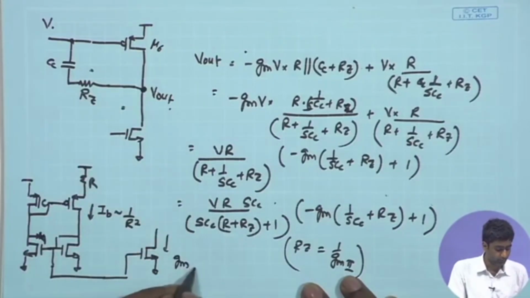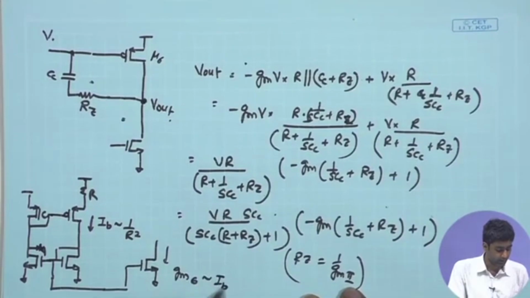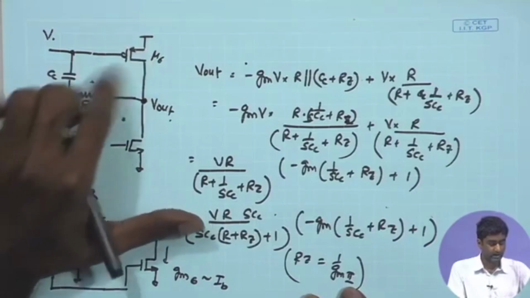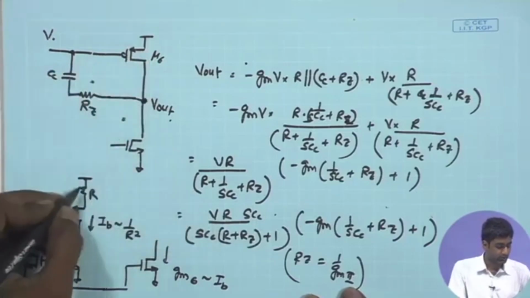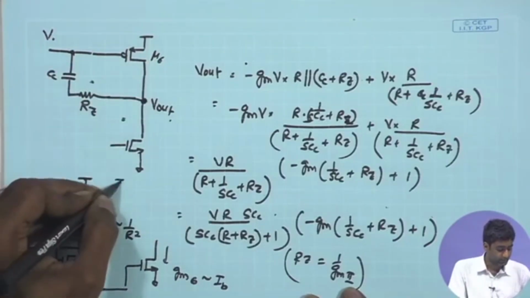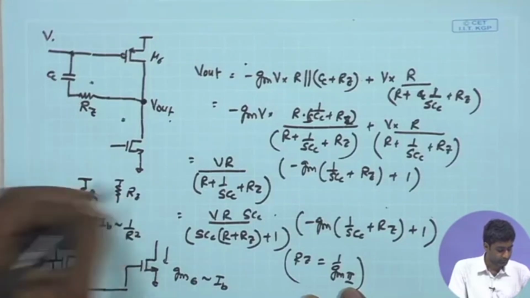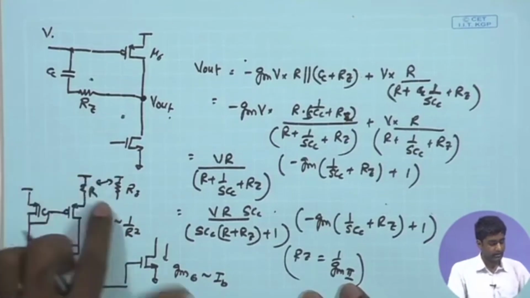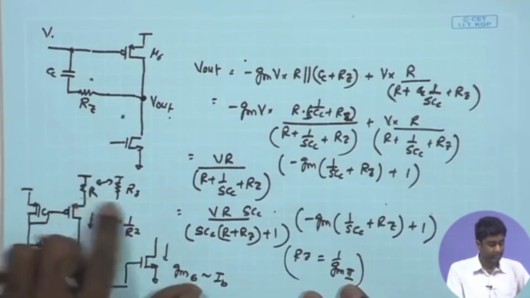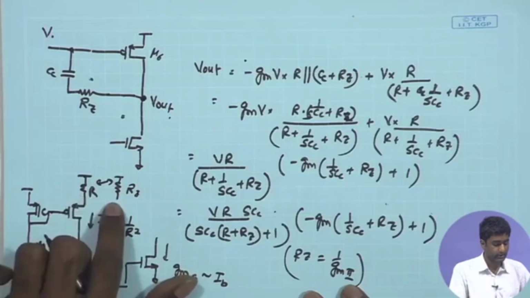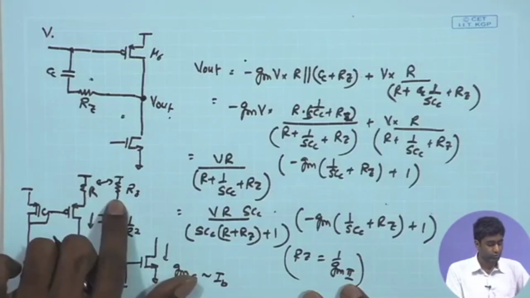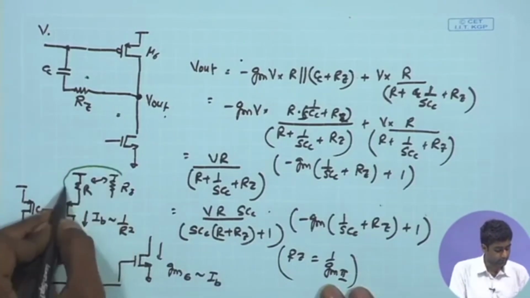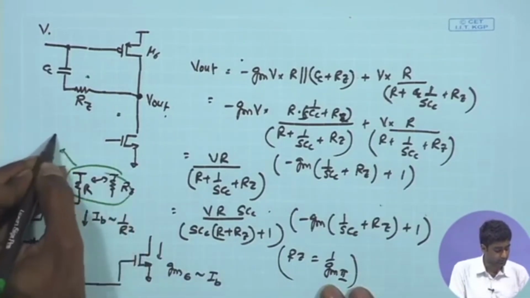Therefore, GM of M6 can be made proportional to IB, and through that we can have a well defined matching between RZ and M6. All we need to do is that this RZ needs to be matched with this R that we are putting in the reference generation circuit. And as we have discussed earlier, matching of two passive components is very much feasible in integrated circuit. So, if you are trying to match two R values or two C values which are passive components, they can be very well matched. So, I can have these two resistances well matched.